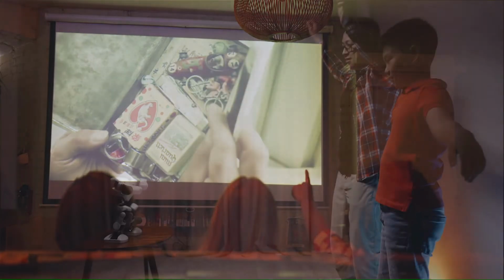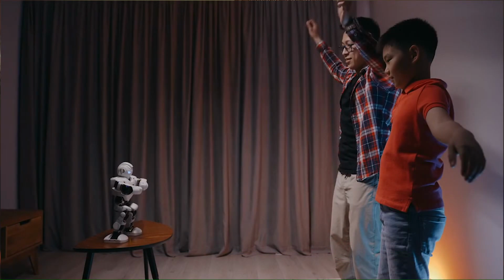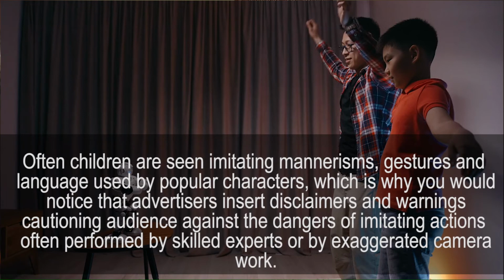We have seen that media plays a very important role in the case of children, and they imitate characters that appeal to them. Often children are seen imitating mannerisms, gestures and language used by popular characters, which is why you would notice that advertisers insert disclaimers and warnings cautioning the audience against the dangers of imitating actions often performed by skilled experts or created by exaggerated camera work.